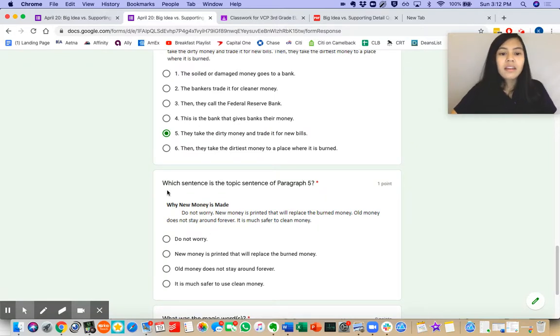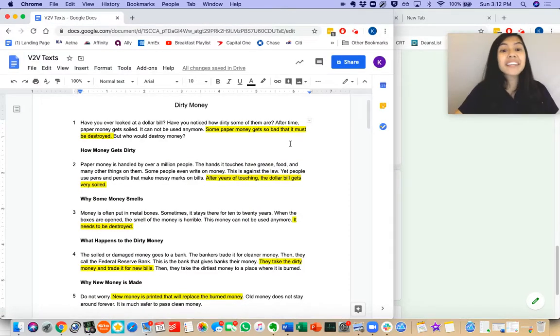Which sentence is the topic sentence of paragraph 5? Sentence 2. New money is printed that will replace the burned money. Go ahead and pause your video and select that if you haven't already. Great. Now that we've highlighted all of our topic sentences, let's look for what ideas keep being repeated and write them in our own words.